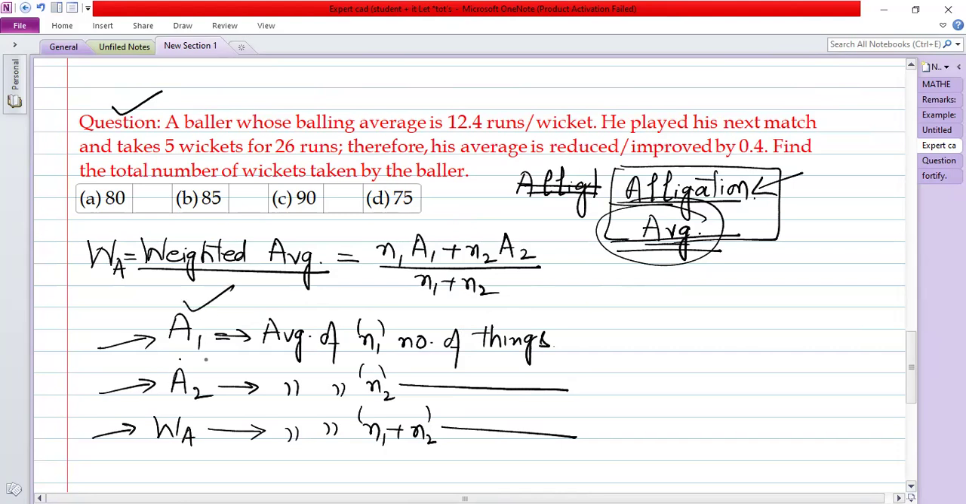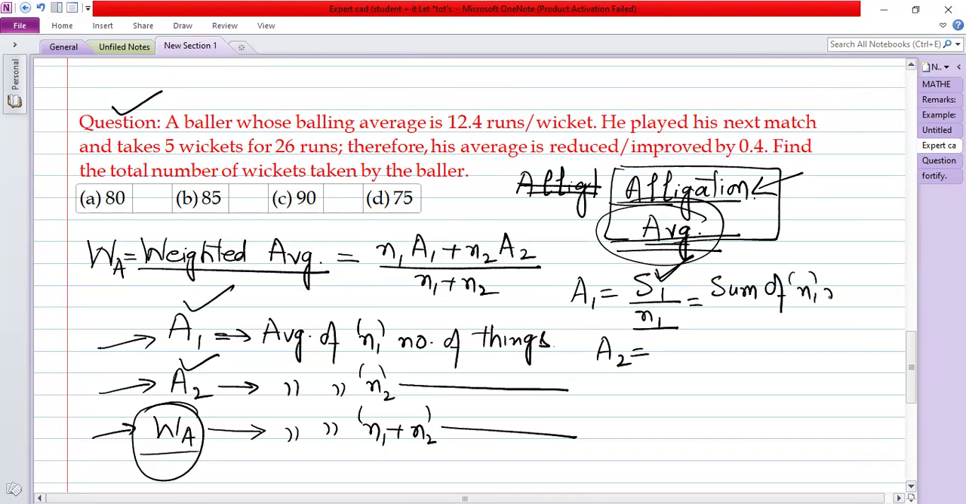One is A1, another one is A2, and another one is this weighted average. Here, what is this A1? We may say this is the sum S1 of the N1 number of things. And A1 is S1 divided by N1, where S1 is the sum of N1 number of things, divided by obviously N1.